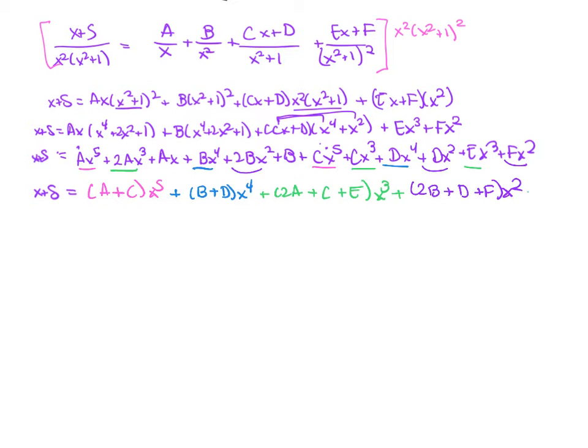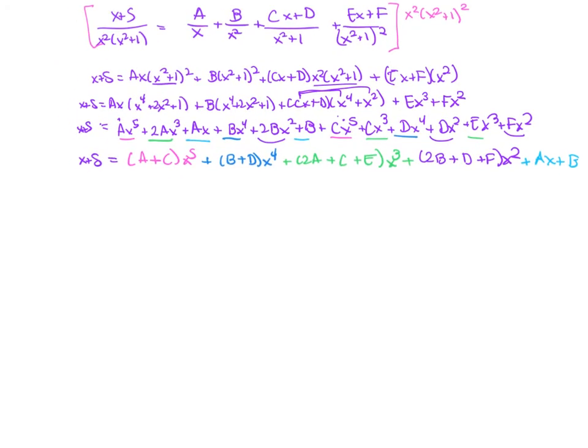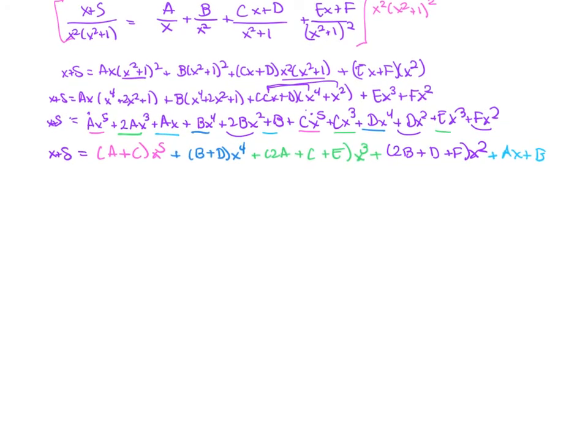And then we'll look at our x's now. So our x, we have just a single Ax, and then we have a B, and that's everything. So plus Ax plus B. So there's our polynomial, very long. Now let's write our system. So we have x to the 5th. Now we notice we have no x to the 5th power. So this is just going to be A plus C equals the 5th power coefficient, which is 0.